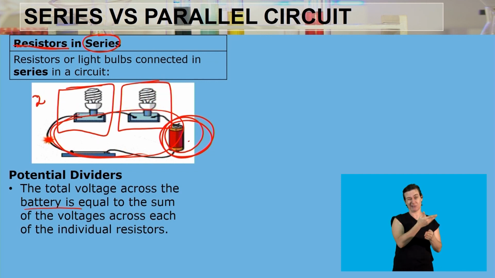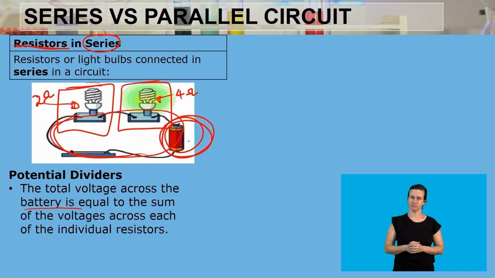Should one resistor have a resistance of 2 ohms and the other one have a resistance of 4 ohms, they will each have different potential differences measured across each of those resistors. However, the sum of the potential difference measured across the 2 ohm resistor plus the potential difference measured across the 4 ohm resistor is going to be equal to the total potential difference of the circuit. Now, how is this going to be shared?